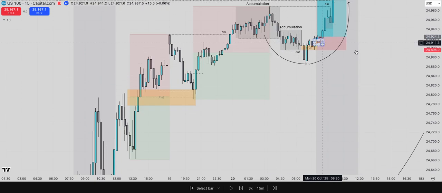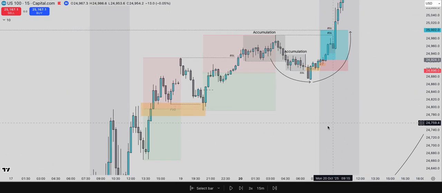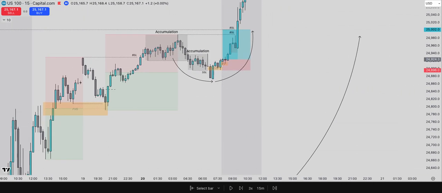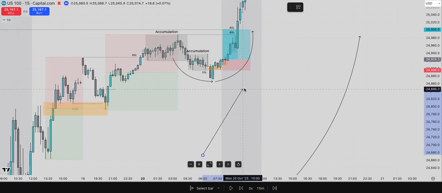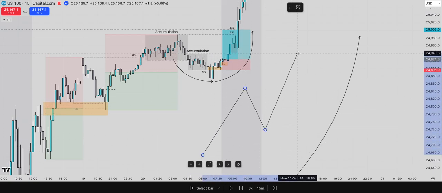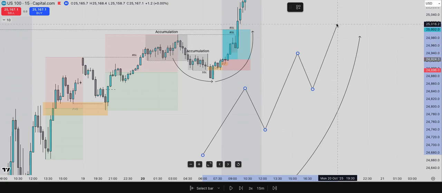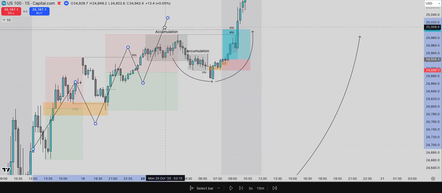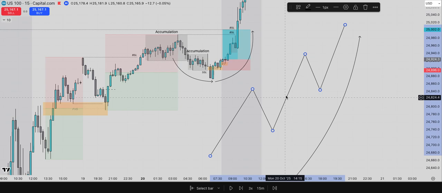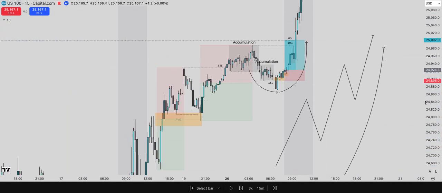Now, that pullback, again, just interpretation here. Literally, the market is moving in waves. It was a very simple structure today. It was just creating higher highs and higher lows, higher highs, higher lows. By the time, I don't trade London, right?